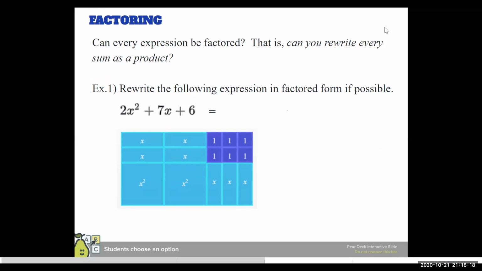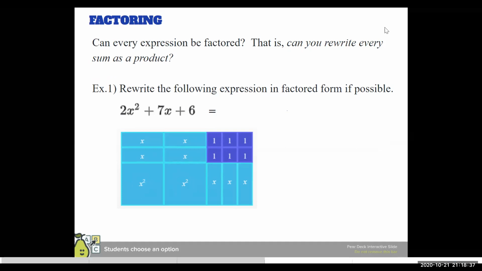I have 2x squared. There's 2x squared here, like this x squared and this x squared together. We have 7 x's inside, so they're added up to be 7x. And then we have 6 ones. That makes our 6 ones. So we have our area as a sum written out already.